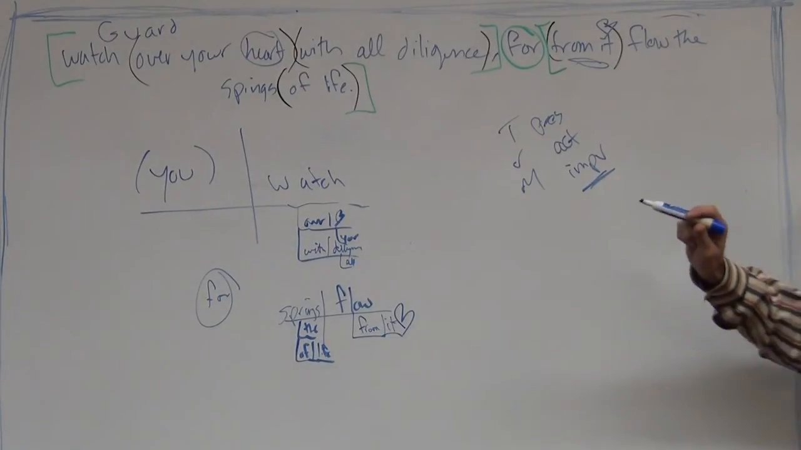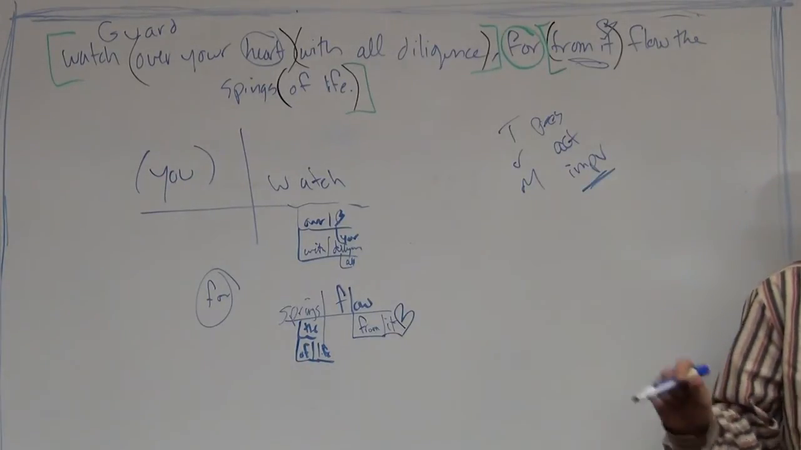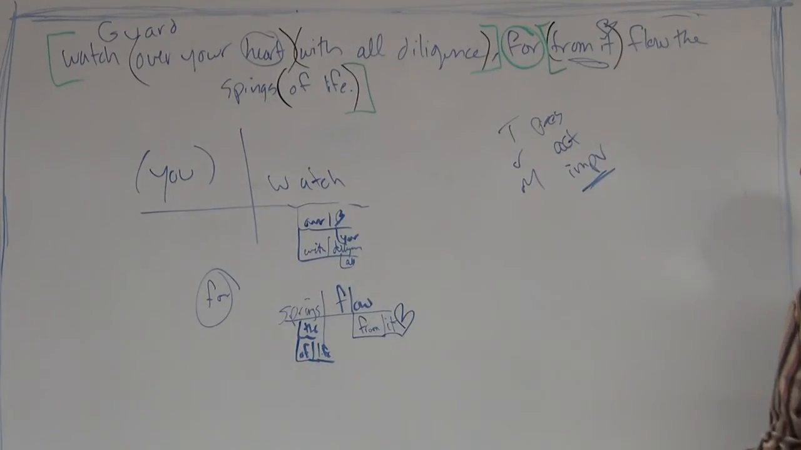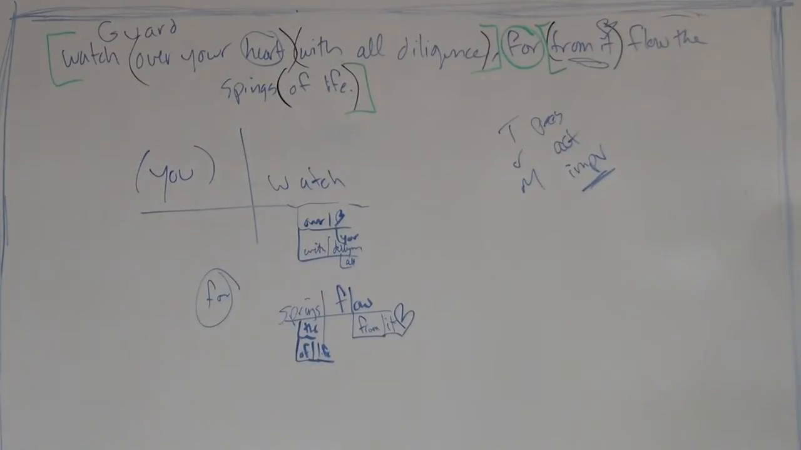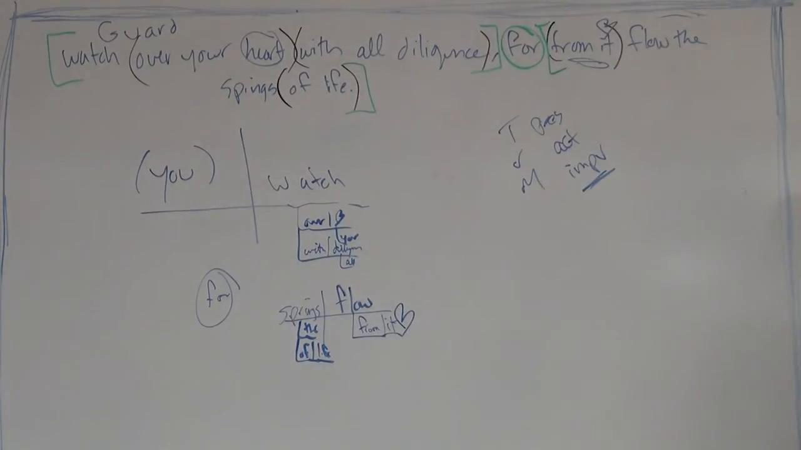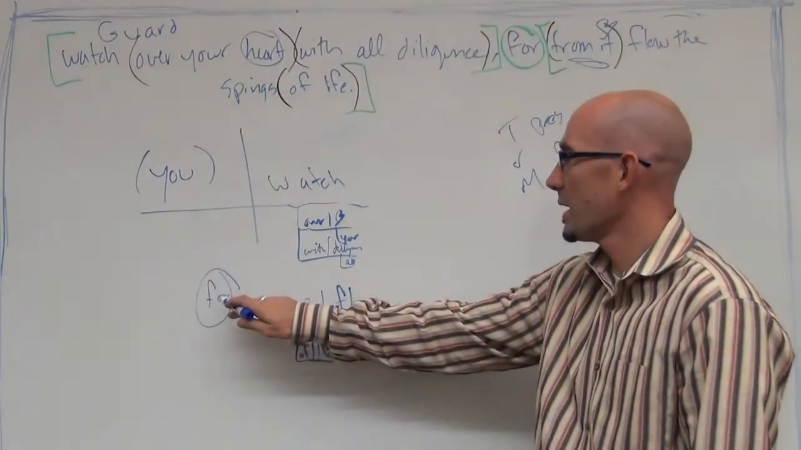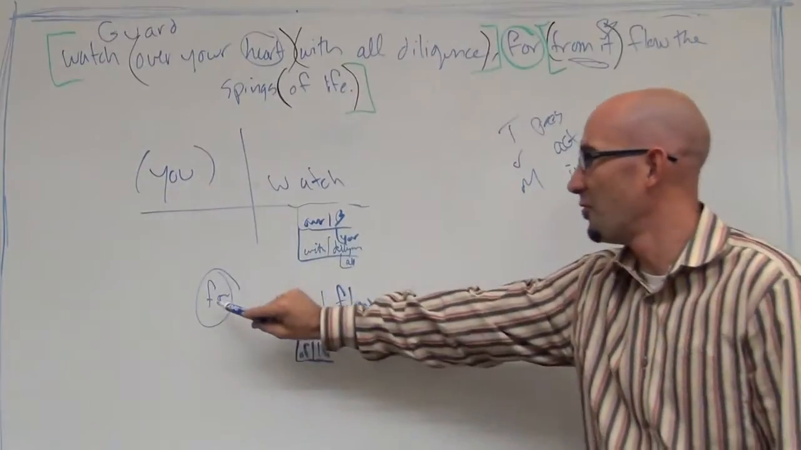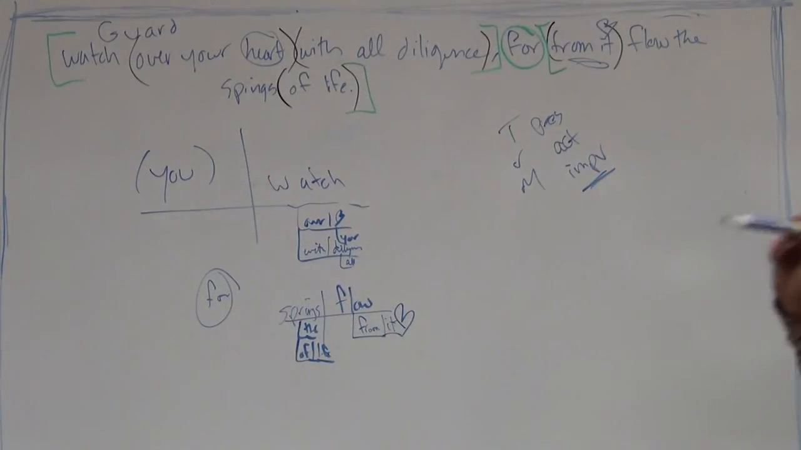Here's this command: watch over your heart. And watch it with all diligence. Why? This subordinating conjunction is answering the why question. Well, because springs flow from your heart. Life springs flow from your heart. The relationship between a clause and a "for" subordinate clause oftentimes is about a reason.